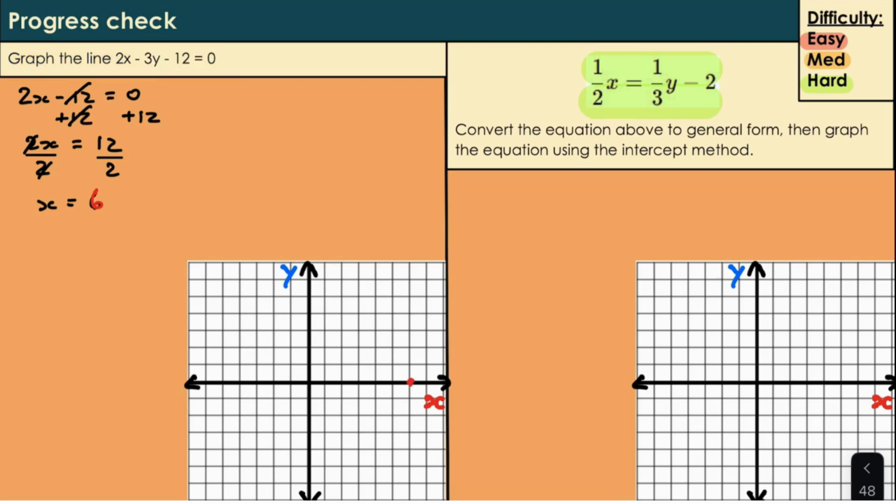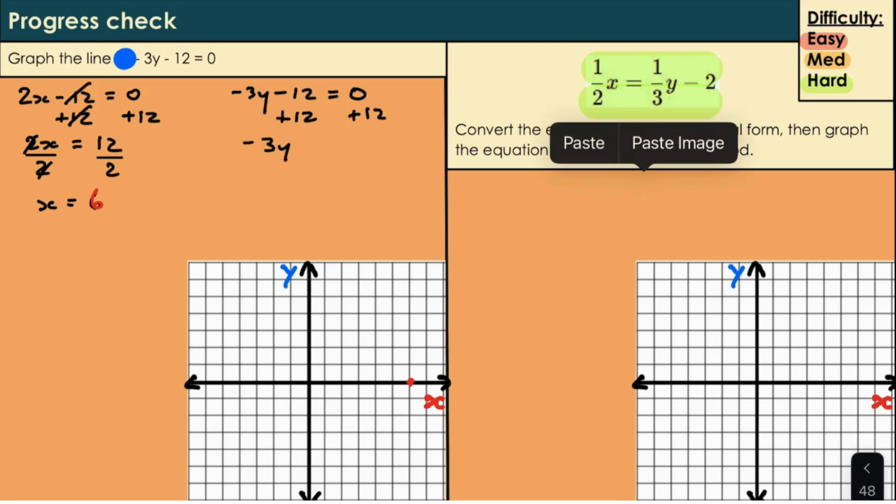To find our y-intercept, we make x equal to 0. Now, of course, if we make that x equal 0, the x term disappears. So we have negative 3y minus 12 equals 0. We add 12 on both sides. Negative 3y comes down. The negative 12 cancels with positive 12. On the right, 0 plus 12, 12.